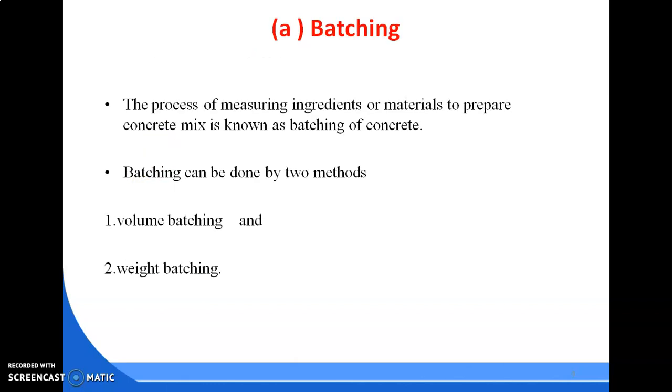So first is batching. The process of measuring ingredients or materials to prepare concrete mix is known as batching of concrete. Batching should be done properly to get a quality concrete mix, and it is again of two types: volume batching and weight batching, or we can say weigh batching.